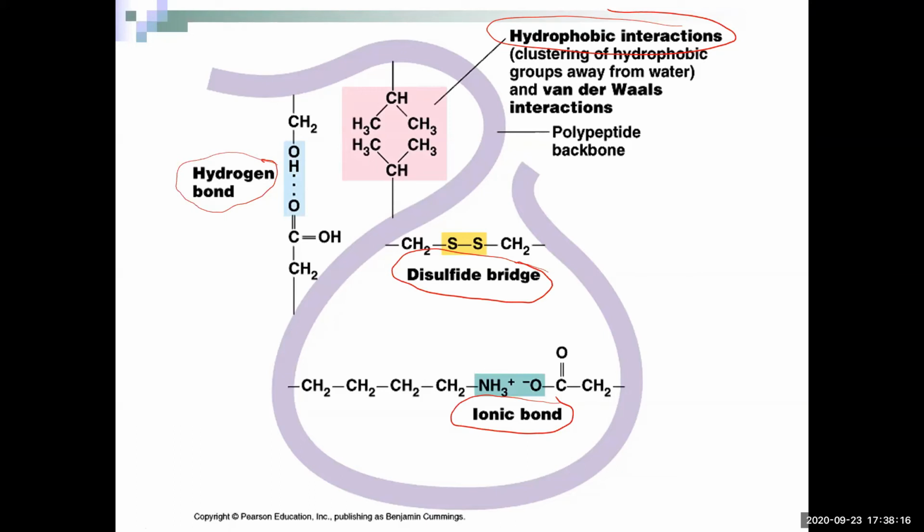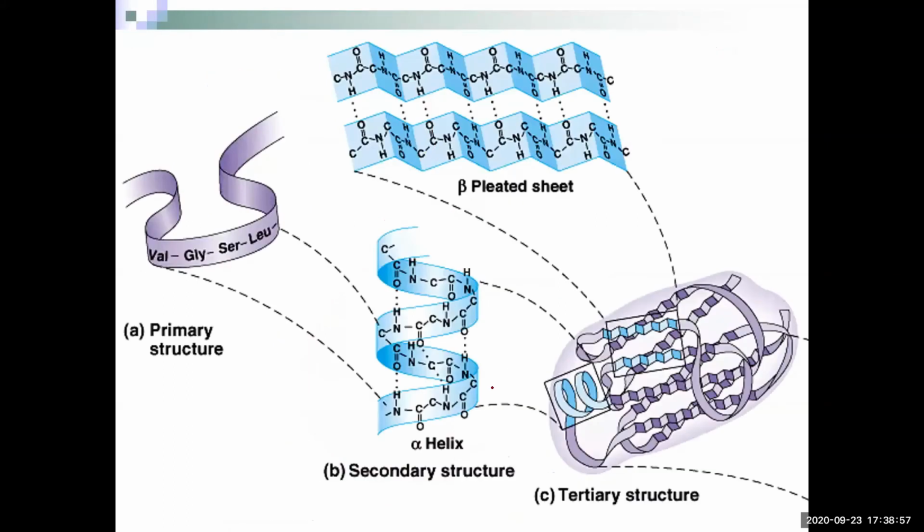So, it's possible that the side chains of amino acids are hydrophobic. So, they are the ones that go in the middle, so they are not exposed to the outside. It's possible to have a hydrogen bond between the two side chains. You can also have disulfide bonds like this, or ionic bonds.